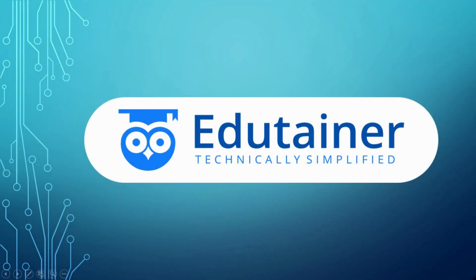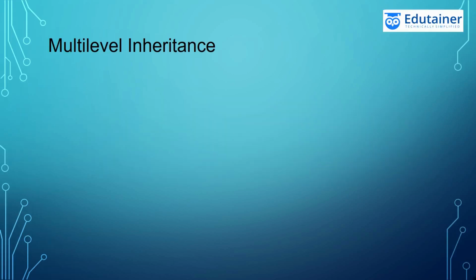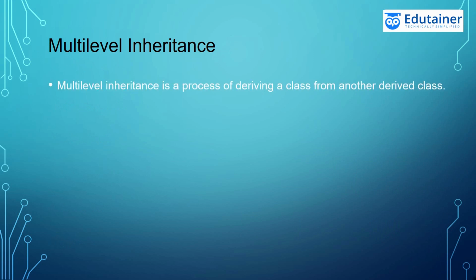Hello everyone. In this lecture, we will be learning about multi-level inheritance. In our previous lecture, we learned about hierarchical inheritance. So, let's start. Multi-level inheritance is a process of deriving a class from another derived class.